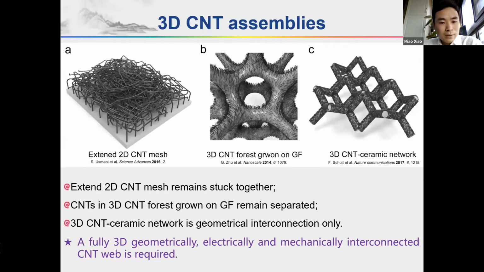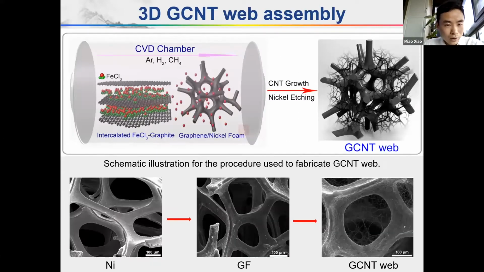So, when we investigate the literature, we can see that most of the studies cannot form a fully interconnected carbon nanotube structure. So the aim of our work is to construct a fully interconnected carbon scaffold. The scaffold combines the graphene and the carbon nanotubes.